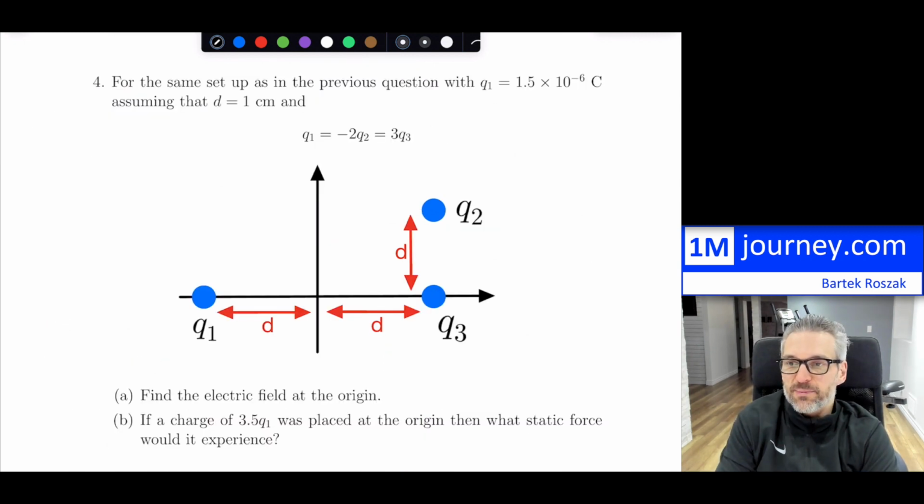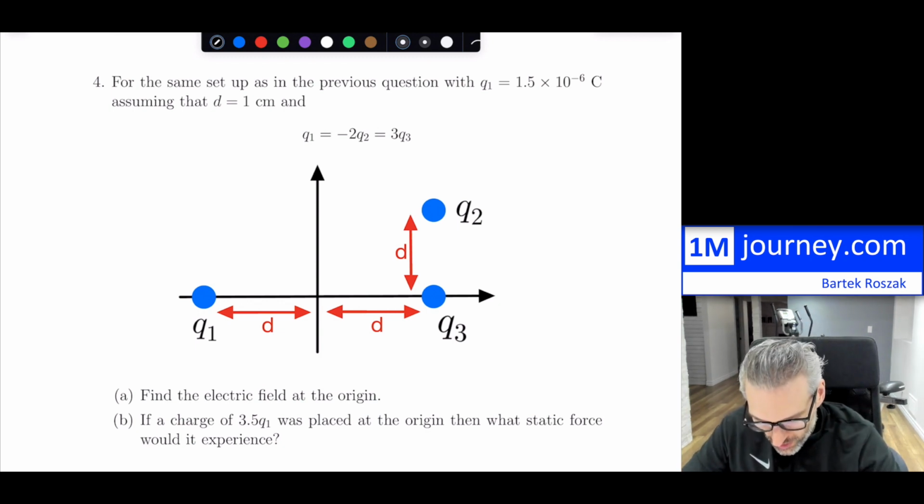Here's the last example. This one is actually probably worse than the previous one in terms of keeping things on track. So it's the same setup where you have Q1, Q2, Q3. The values are the same as well, so we won't have to redo that. But they're asking us for the electric field at the origin. So we want to know what the electric field is right there.